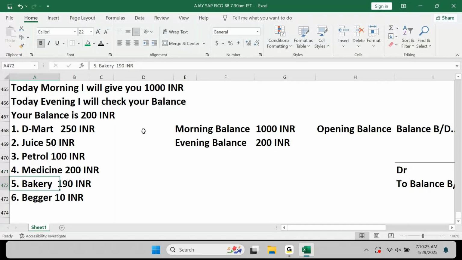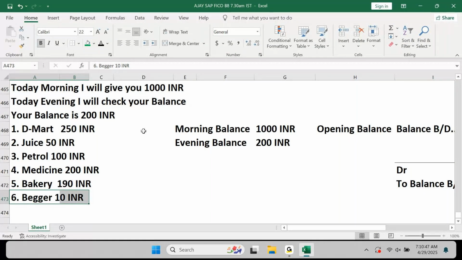For bakery, can you give bill? Yes. From a beggar, can you get bill for 10 rupees? No, sir. I will not get it. Then how can I justify this 10 rupees? Can I justify? You cannot justify, right?